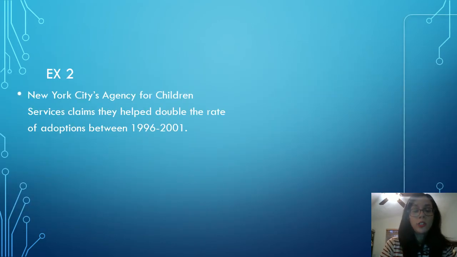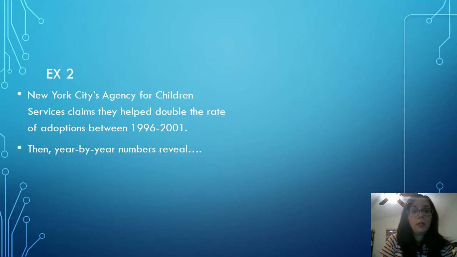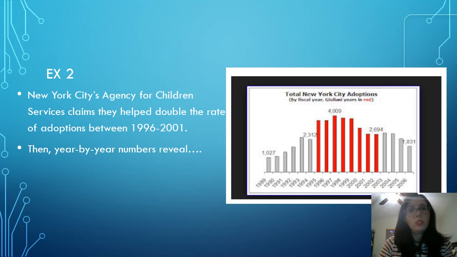Next, New York City put out this pamphlet that said their new agency for children's services was great because they helped double the rate of adoptions. That sounds great, and it's coming from New York's own agency, so you'd think it would be reliable. But then when we do research and we look at the year-by-year numbers, the story's a little different.